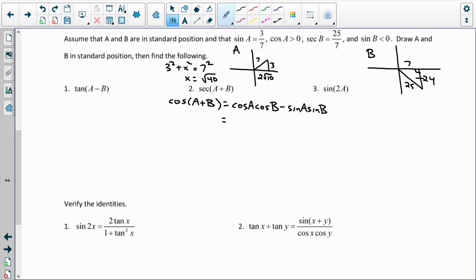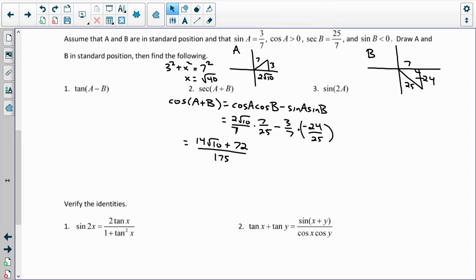So the cosine of A is going to be 2 root 10 over 7. The cosine of B is 7/25. The sine of A is 3/7. And the sine of B is negative 24/25. So I have 14 root 10 plus 72 over 25 times 7, which is 175.